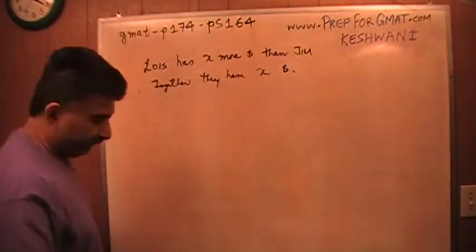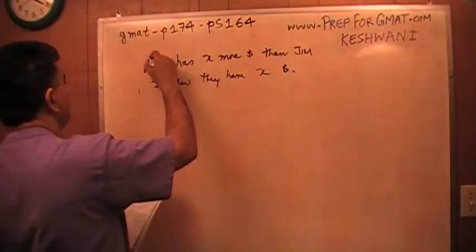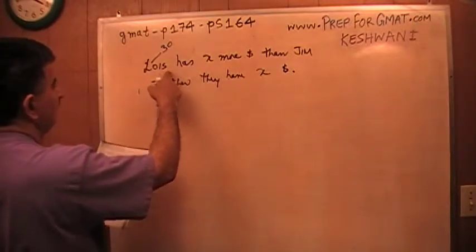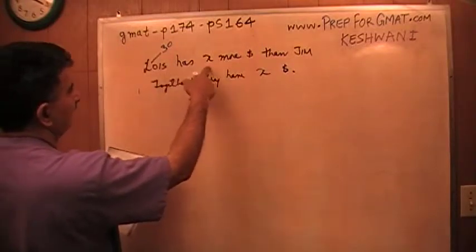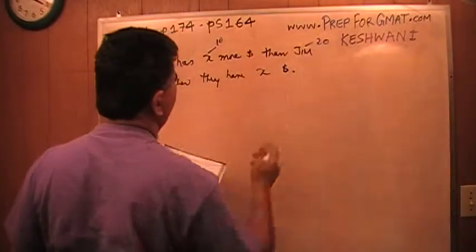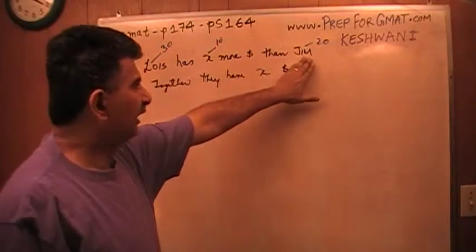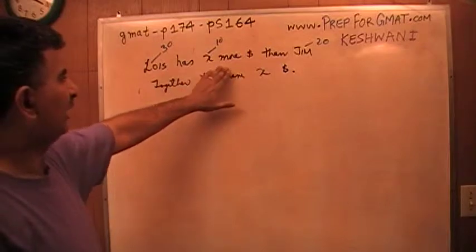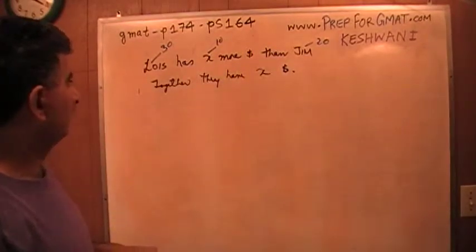So I'm going to make up numbers here first. I'm going to pretend Louise has $30, to start out with, which is 10 more dollars than Jim. So I'm pretending that Jim has $20 and Louise has 10 more dollars than Jim. If Louise has 10 more dollars, then Louise must have $30.